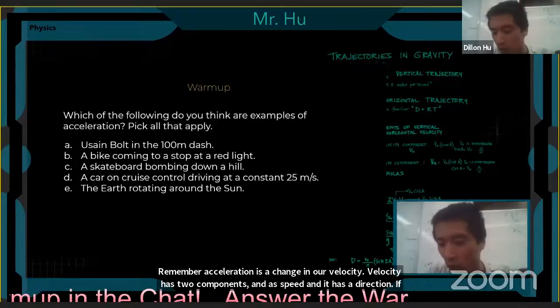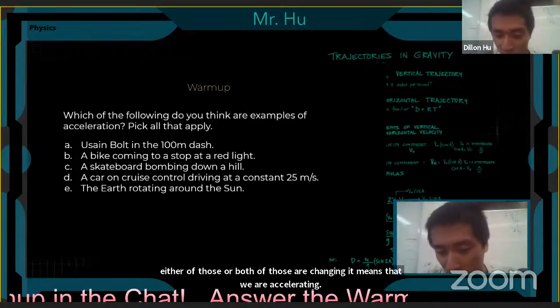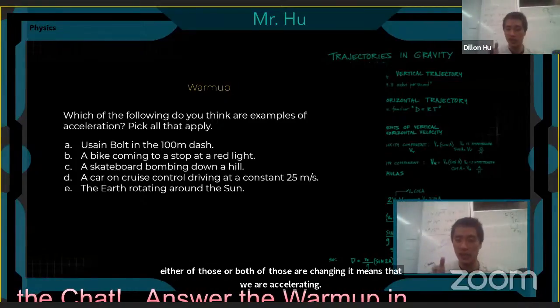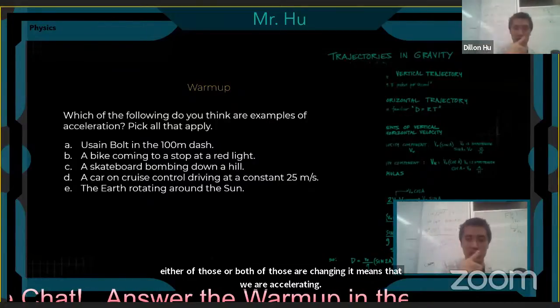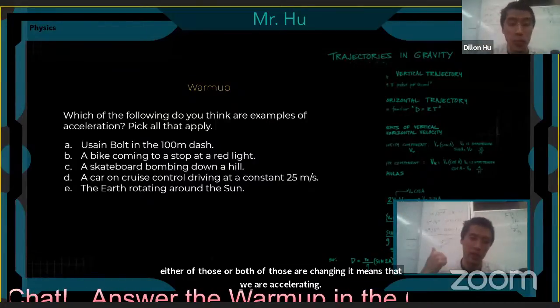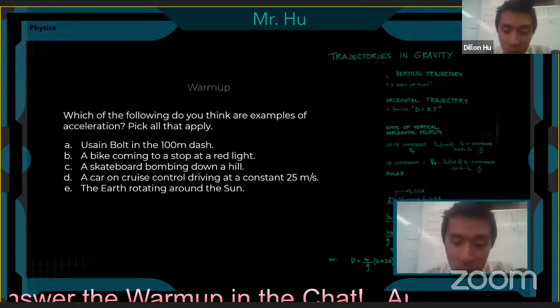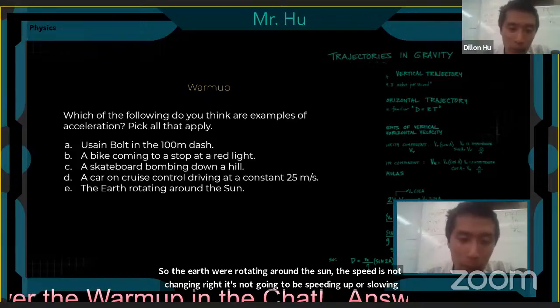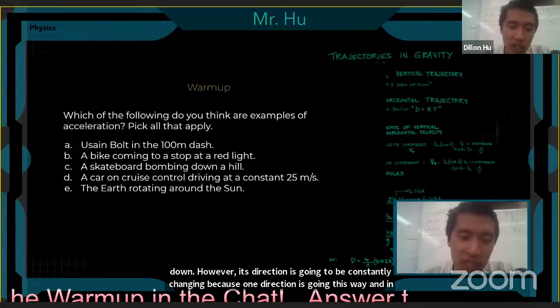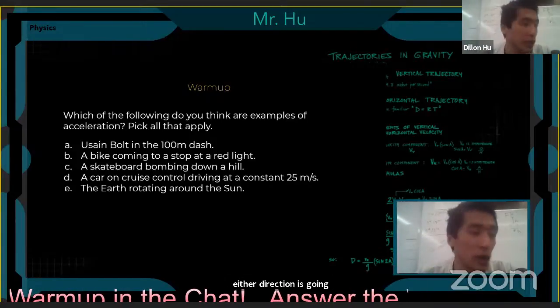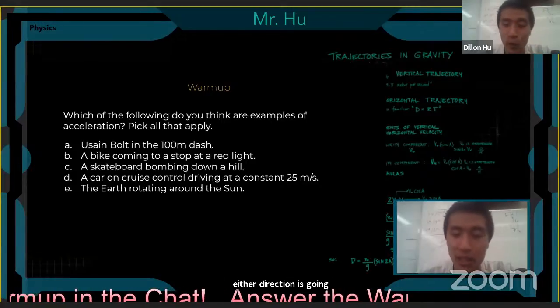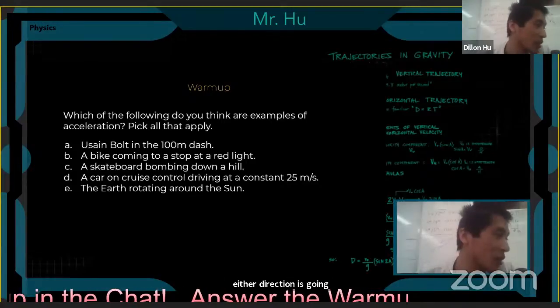The counterclockwise and clockwise is not a direction for velocity. We have to consider just basically, is it going this way? Is it going this way? Is it going this way? Is it going this way? And so therefore, the Earth rotating around the sun is indeed an example of acceleration. So to sum up, A, B, C, and E are all examples of acceleration. D is the only one that is not an example of acceleration.